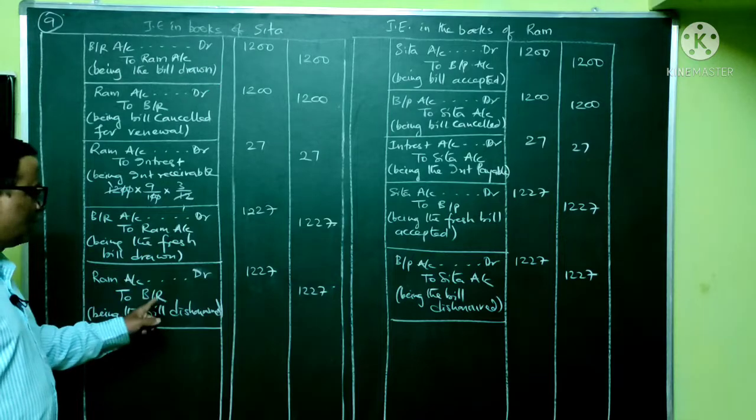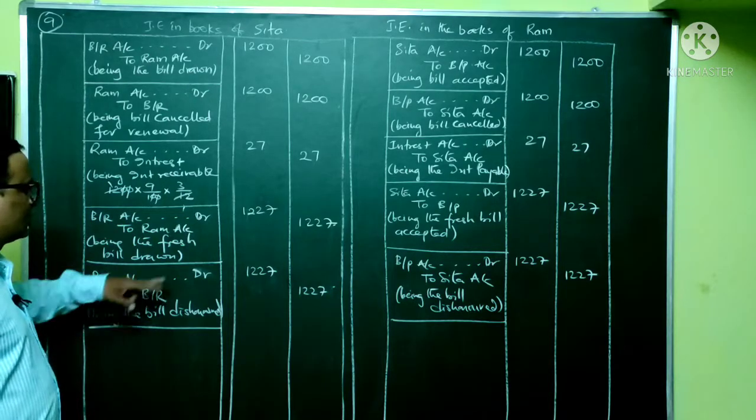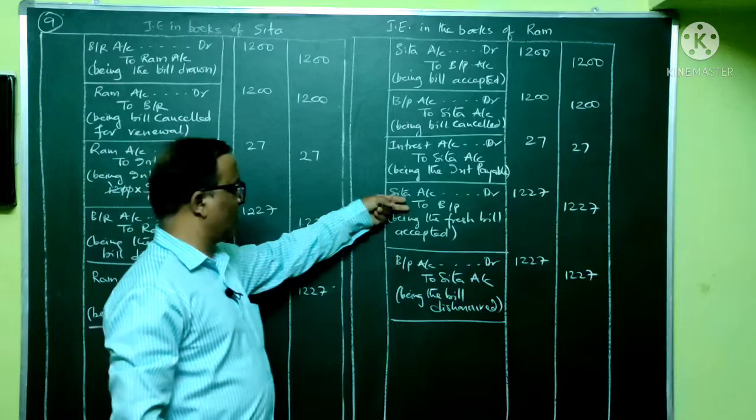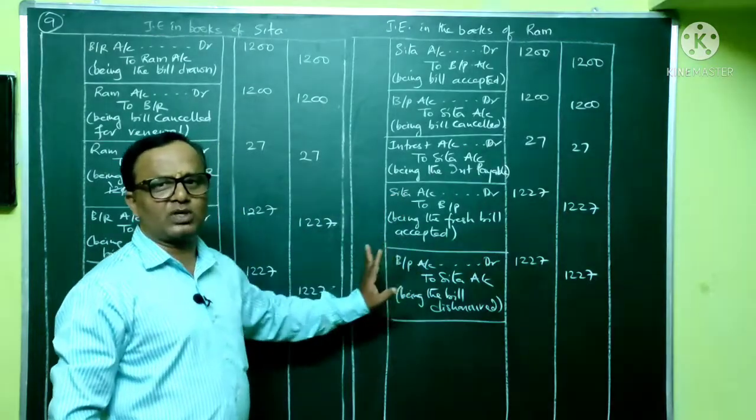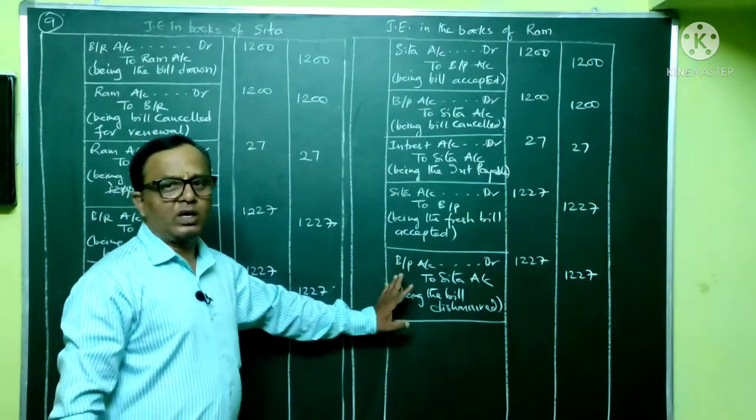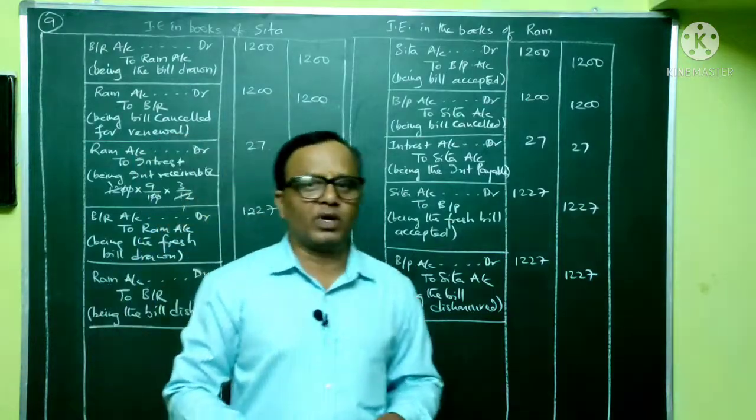So Ram Account Dr. to Bills Receivable, we are reversing this. Okay, then again here also this particular entry will be reversed. This is a simple problem of dishonoring. Okay, I hope you have understood this particular topic very well.